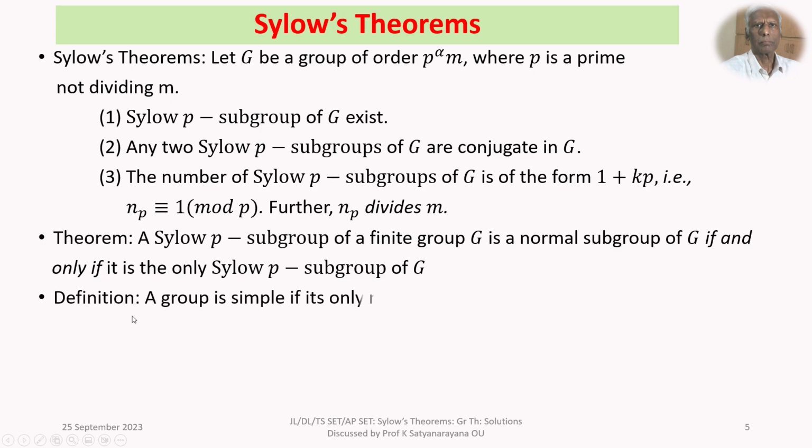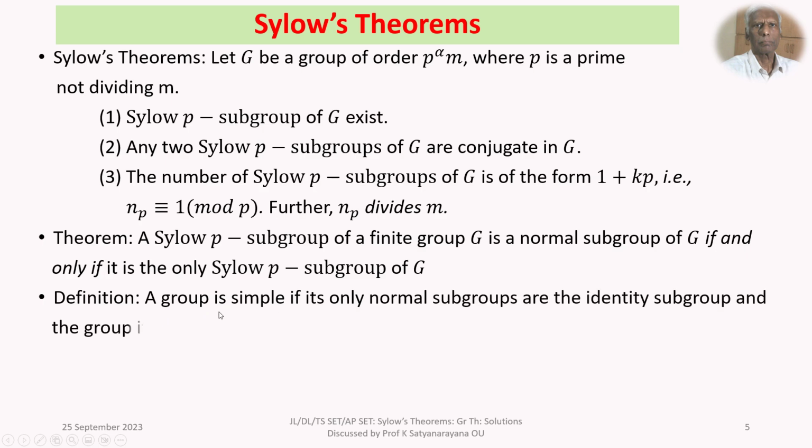Now, the definition of the simple group. A group G is said to be simple if it has no non-trivial normal subgroups. That is the same as saying its only normal subgroups are the identity subgroup and the group itself. These are the only two normal subgroups of the group G. Then G is said to be simple.